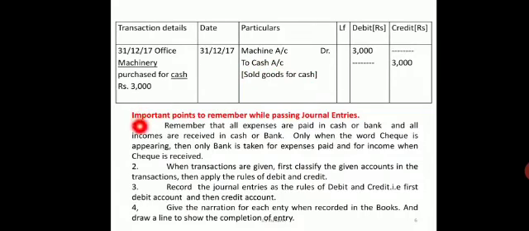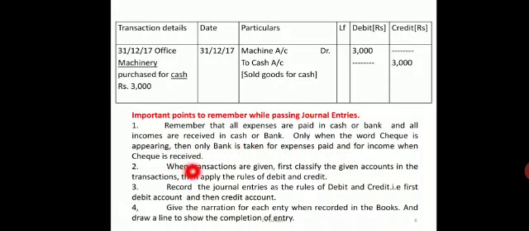Now I told you all in the beginning of the slide that what we are going to see is the important points. So first and foremost, remember that all expenses are paid in cash or bank. Similarly, all incomes are received in cash or bank. Only when the word check is appearing, that time bank is taken for expenses paid and incomes received.